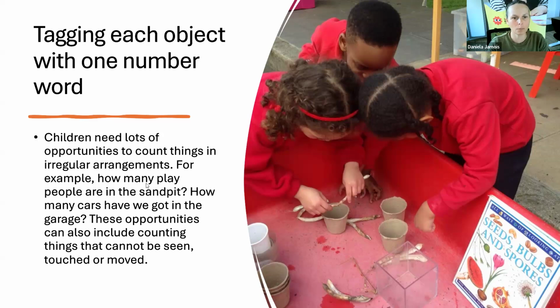And here they give the example of how many people are in the sandpit. So quite random amounts that might be very far away from each other. So it's not always an easy amount to count because all of the objects are gathered into a small space. These opportunities can include counting things that cannot be seen, like claps or jumps.